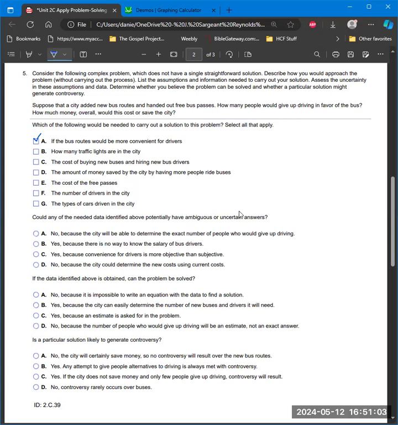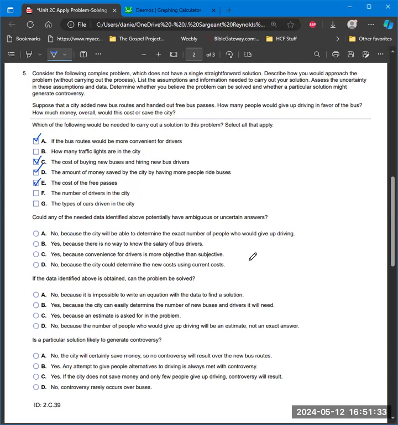We don't need to know the number of traffic lights. We need to know the cost of buying new bus passes and hiring new bus drivers. We need to know the amount of money saved by the city by having more people ride buses. And we need to know the cost of the free passes. We don't need to know the number of drivers in the city, and we don't need to know the types of cars driven in the city.